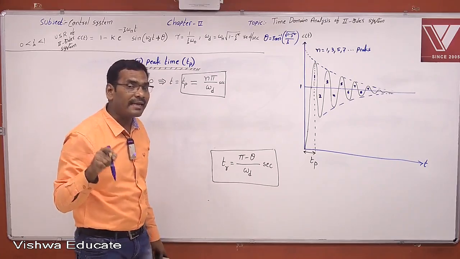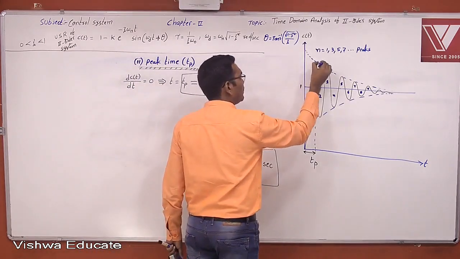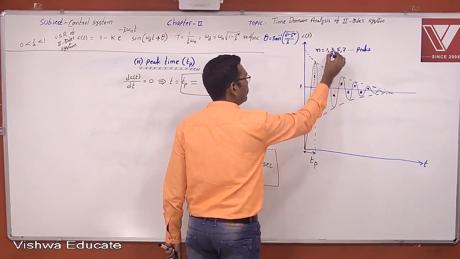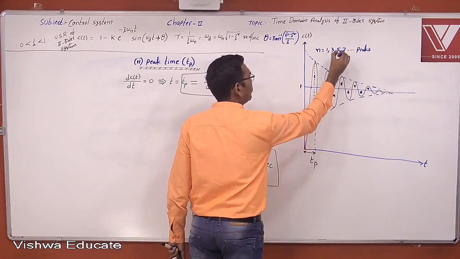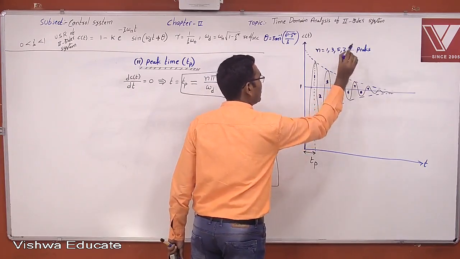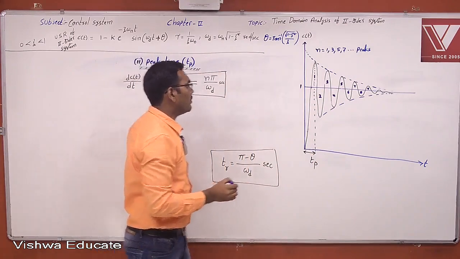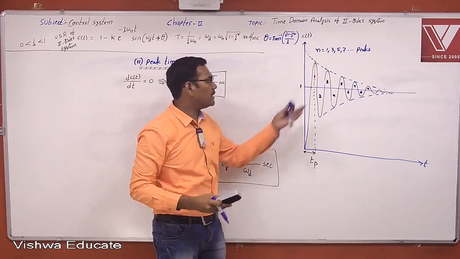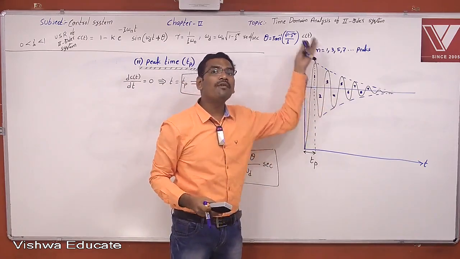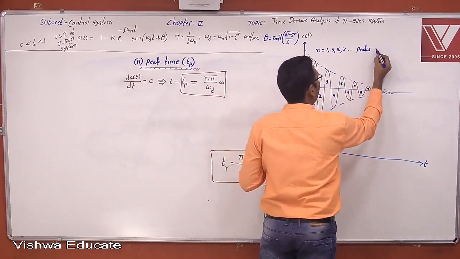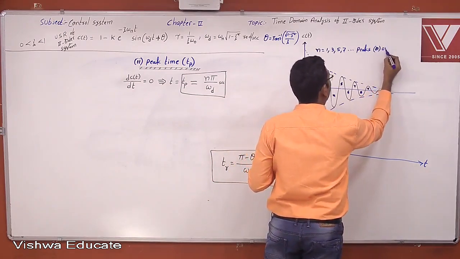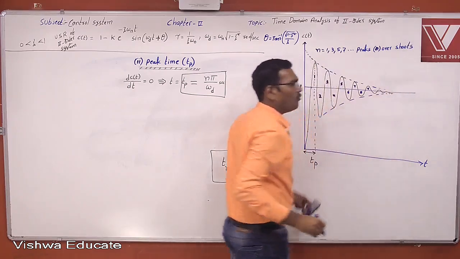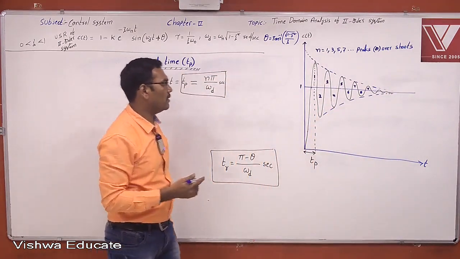So when he asks for peak time, it means n equal to 1. Sometimes he asks for the second peak. This is the first peak; what is the second peak? The second peak is n equal to 3, the third peak is n equal to 5, the fourth peak is n equal to 7, like this. Understand? These are the peaks, and these are the values over the steady state level. Therefore, these are called peaks or overshoots.